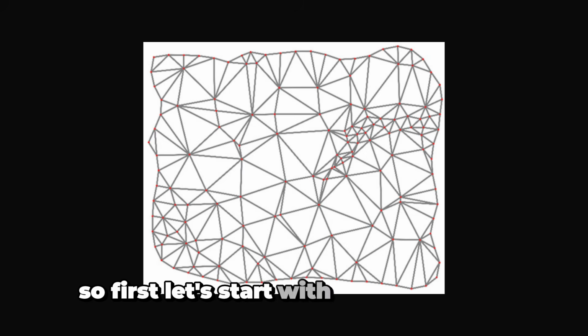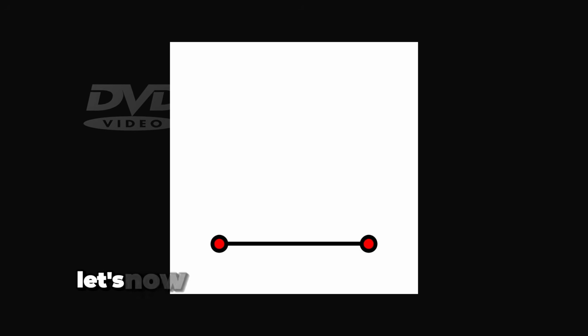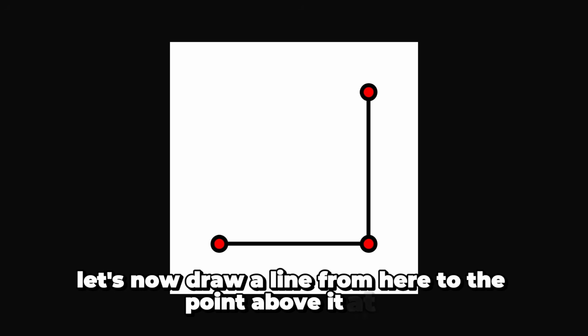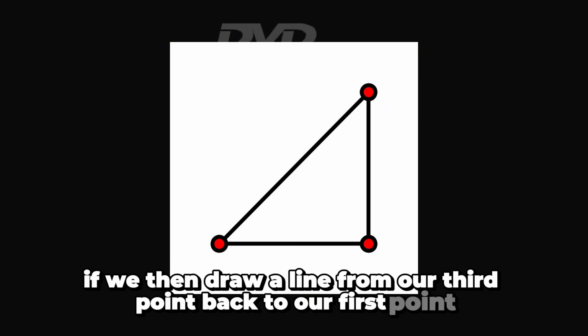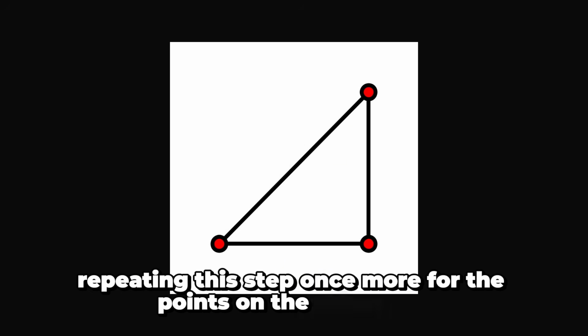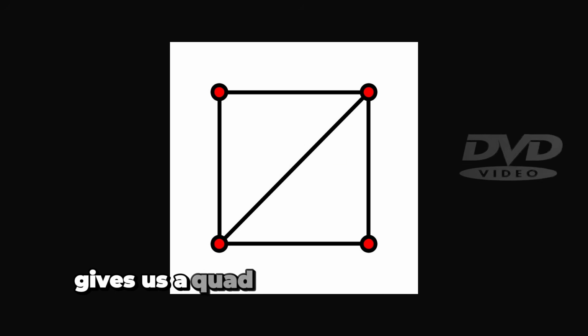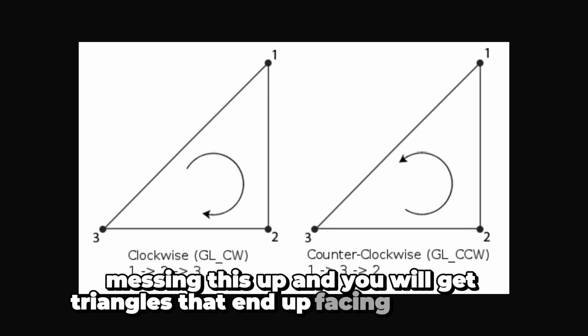So first, let's start with this basic quad, and hopefully you can see how the pattern repeats from here. We start off at point 0, 0 and draw a line from here to point 1, 0. Let's now draw a line from here to the point above it at 1, 1. If we then draw a line from our third point back to our first point, we can see our first triangle. Repeating this step once more for the points on the other side gives us a quad. One thing you have to worry about on this step though is something called the winding order. Messing this up and you will get triangles that end up facing downward instead of upward.